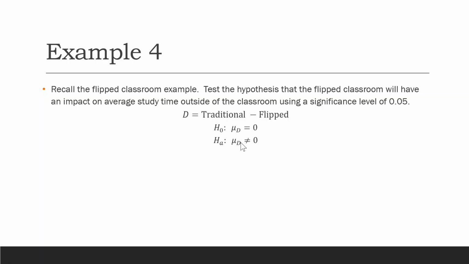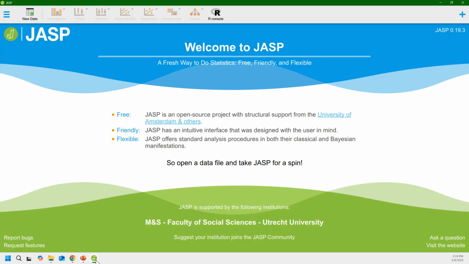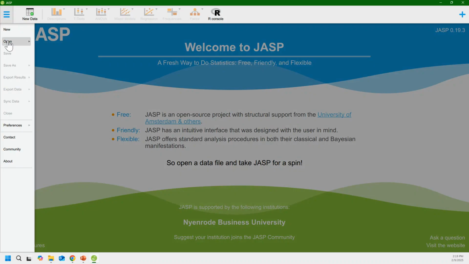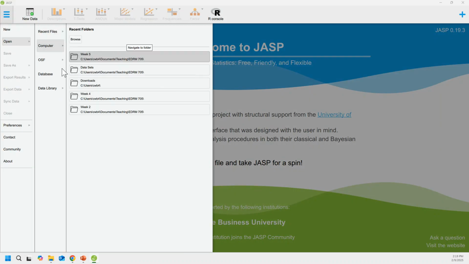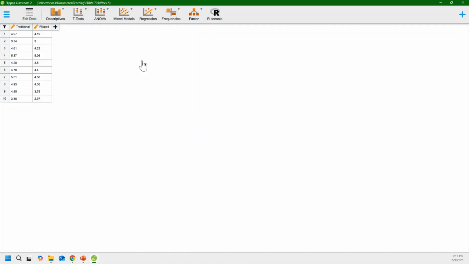All right. So one of the first things we're going to do is look at how our data are entered into JASP. And so I'm going to go to JASP and open my data where I have it saved on the computer. I call this flipped classroom. All right. Notice my data is given to me in two separate columns. The first column represents the one group in the pair, and the second column represents the second group in the pair, right? And so I have traditional and I have flipped.